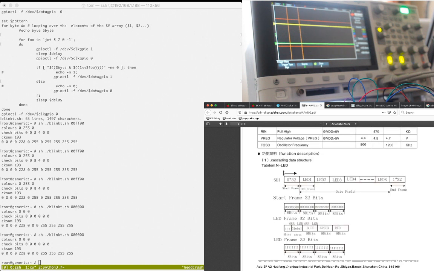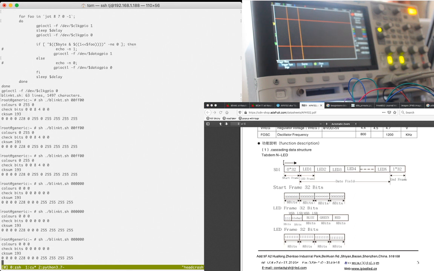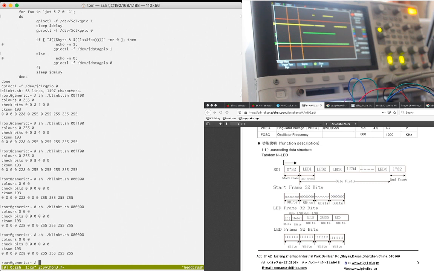Cascading data structure, 32 times 0. Well, let's get one of these on screen so we can look at this as we read it again. Please draw the LEDs. You did not. There we go. Thank you. Well-behaved oscilloscope. Okay. 32 times 0. I believe we have 32 times 0. An LED frame, which is 3 high bits, and then 5 bits for the brightness, which I did not clear. I could clear the brightness actually. Let's clear the brightness. So all we're doing is sending a valid frame.